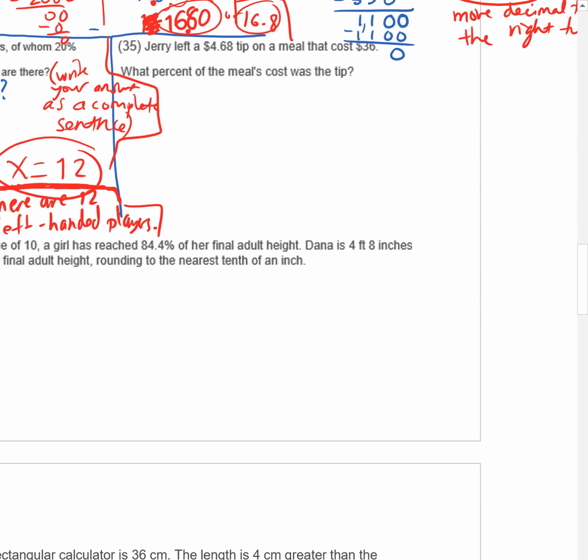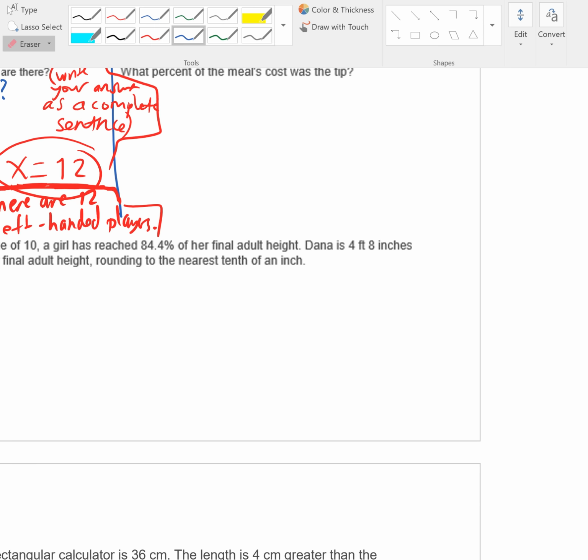Alright, let's try number 35. Try to read it and then see what's a simpler way to say it, like we did in the last one. Jerry left a $4.68 tip on a meal that cost $36. What percent of the meal's cost was the tip?